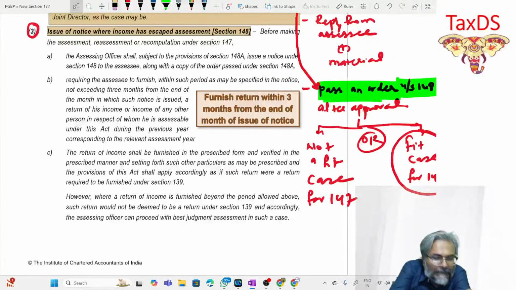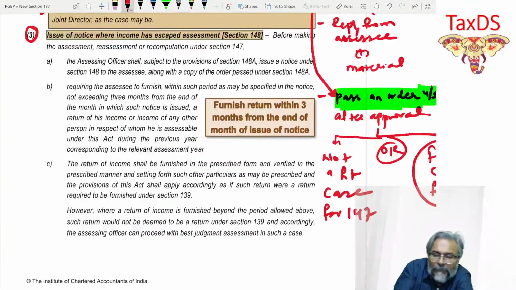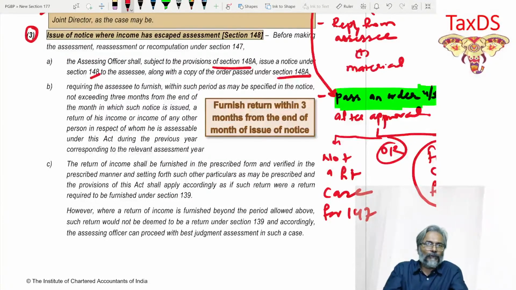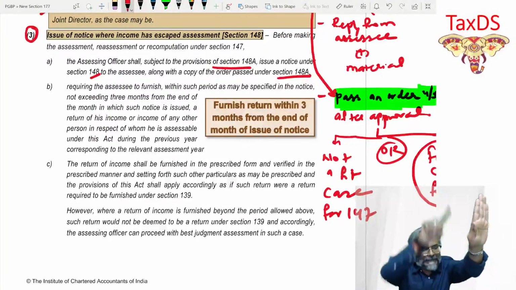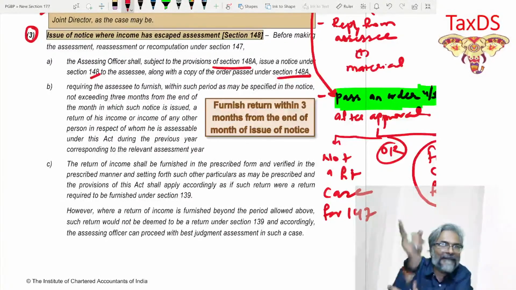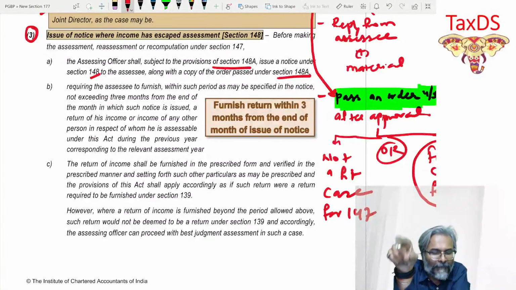Issue of notice where income has escaped assessment, section 148. Before making the assessment, reassessment or recomputation under 147, the AO shall, subject to the provision of 148A, issue a notice under section 148 to the assessee along with a copy of the order passed under 148A. So what happens in this case? He will issue the 148 notice along with the order of 148A. In that order of 148A, what will be written? Whether it is a fit case or an unfit case. Definitely it is a fit case. Only if it is a fit case is the notice of 148 given. Isn't it? That's exactly the point.